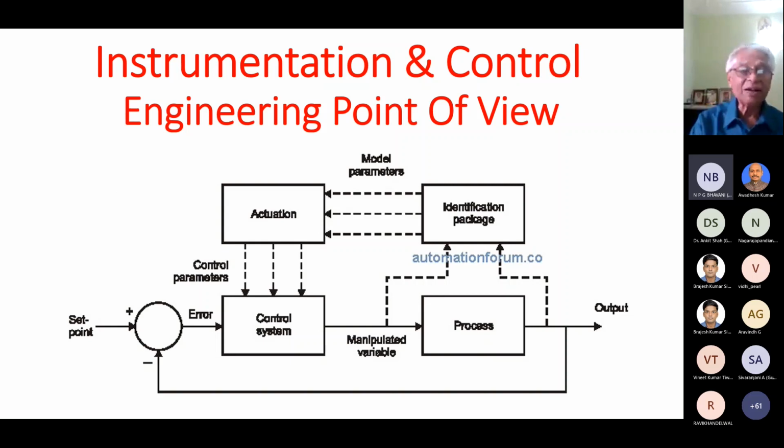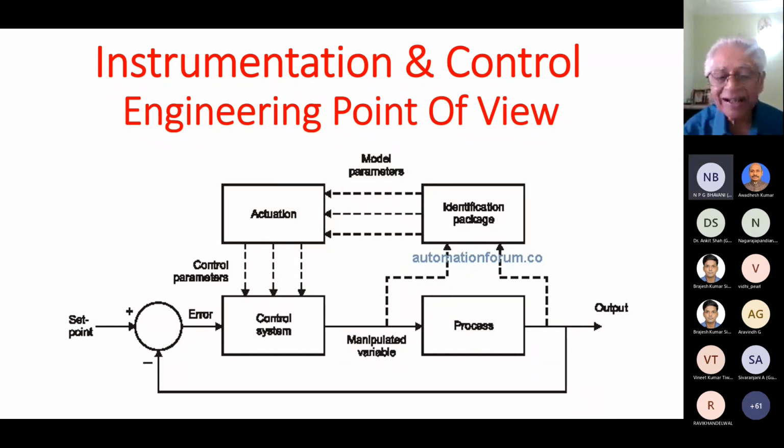From the instrumentation and control engineering point of view, you have an identification package, the process, the actuation, and the control system. A feedback loop is there, the set point is given to the comparator, and the feedback is negative, so an error is generated. That goes to the control system, and from the modification stage, which is the manipulated variable, and also from the output, that also goes to the identification package.